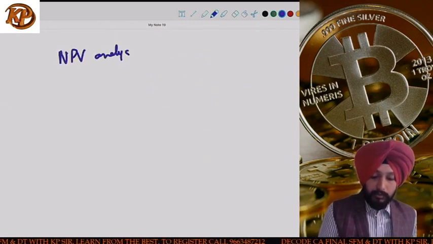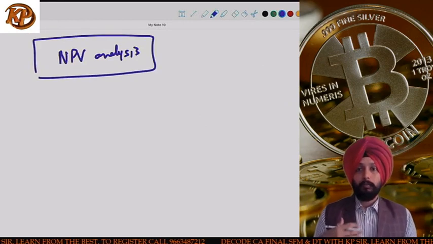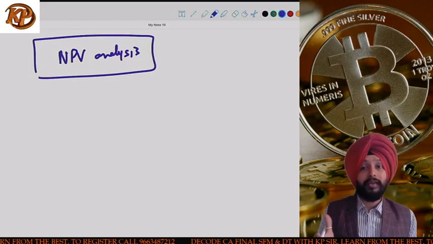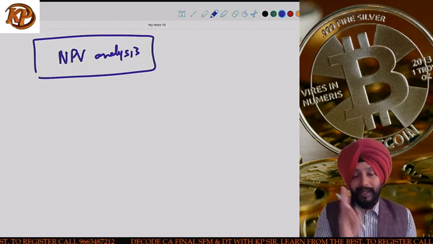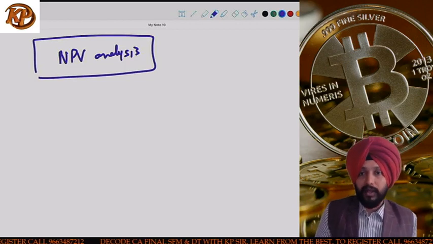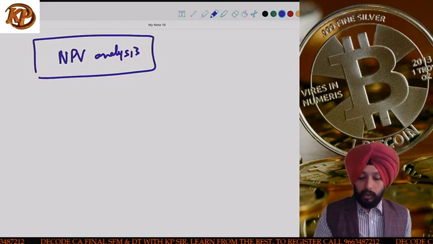There are certain sums which are given in Forex under the NPV analysis heading, which to be honest should be a part of capital budgeting, but as I told you, they can still ask these questions, and they are frequently asking these questions in the SFM paper. Okay, so I give you a small understanding.